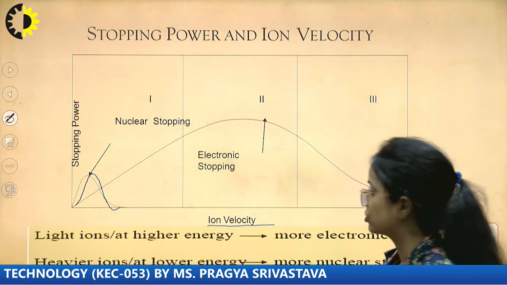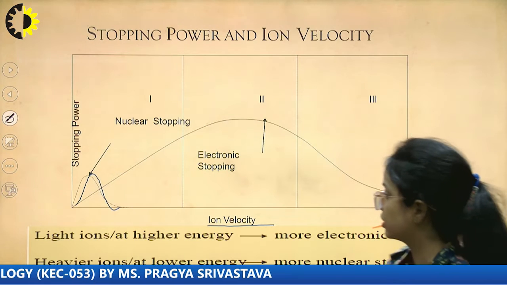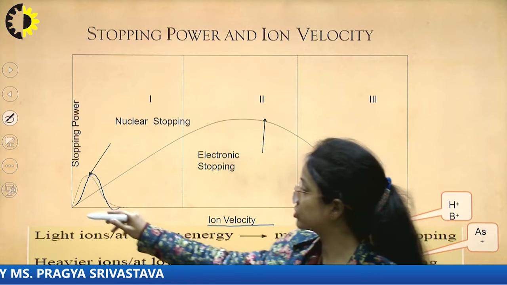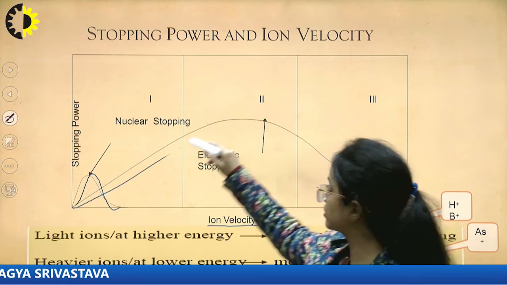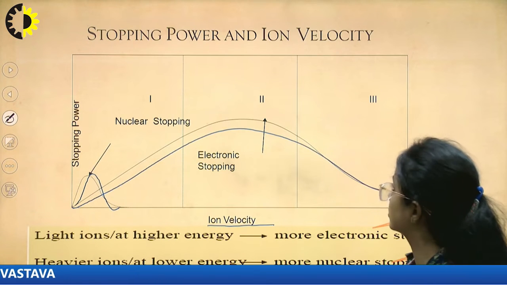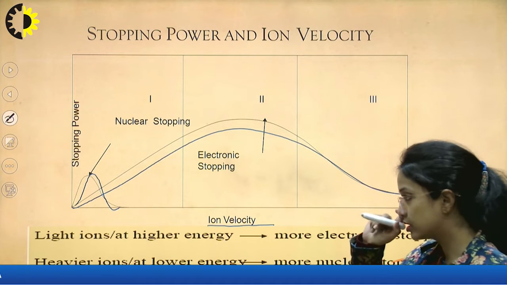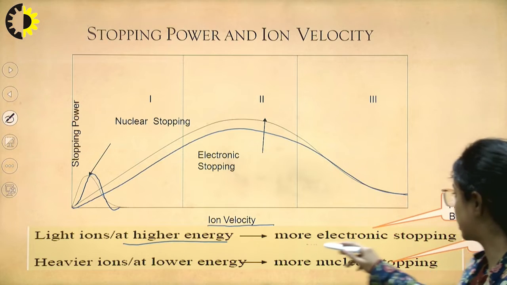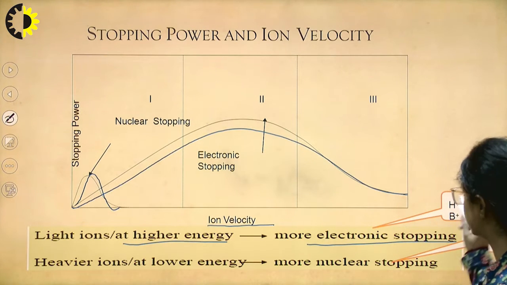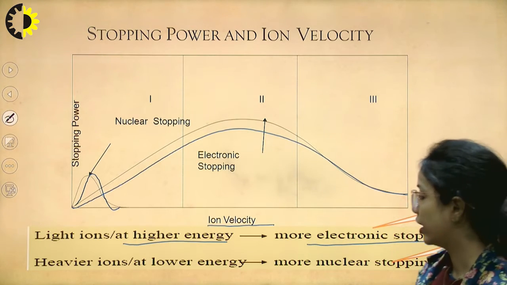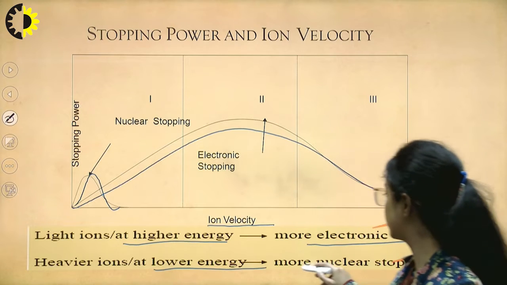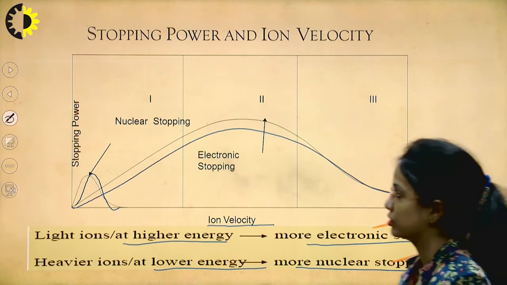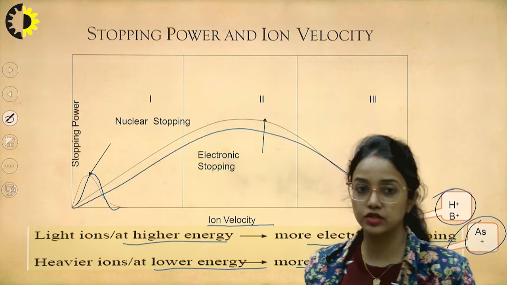In electronic stopping, the stopping power increases like this and it falls like this. So we have light ions at higher energy, with more electronic stopping, and heavier ions such as arsenic at lower energy, with more nuclear stopping. So it depends on which ion we are having.